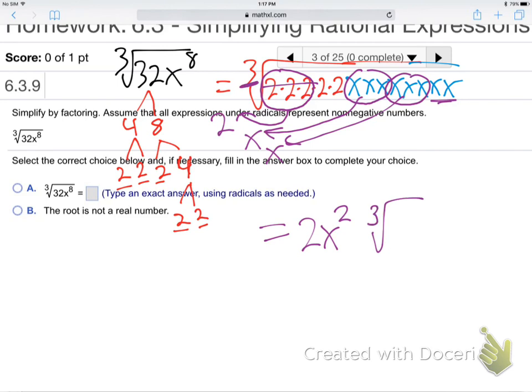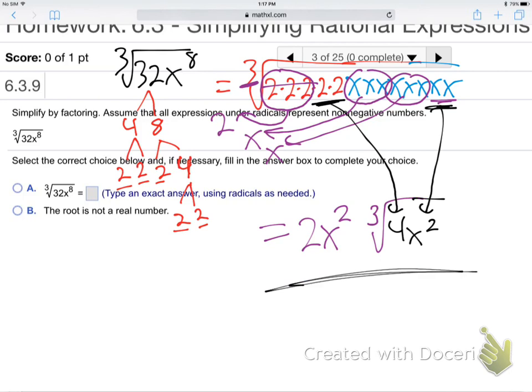What's left over in our cube root? Keep the 3 in the hook. You never change the hook number. It's always the same. What's left inside? 2 times 2, whatever's left over. 2 times 2, 4, and x times x, x squared. That's the answer. So whatever can come out, does come out. Whatever there's 3 of, ships 1 representative out. Whatever's left over stays in. So 2x squared, cube root of 4x squared.